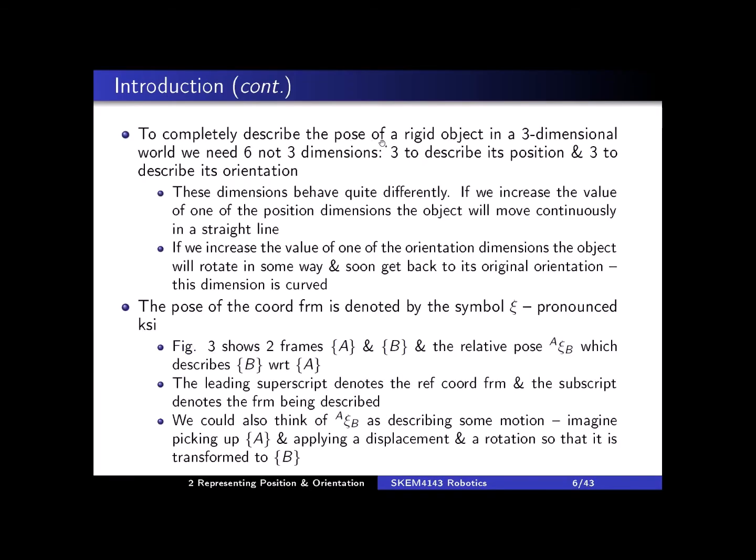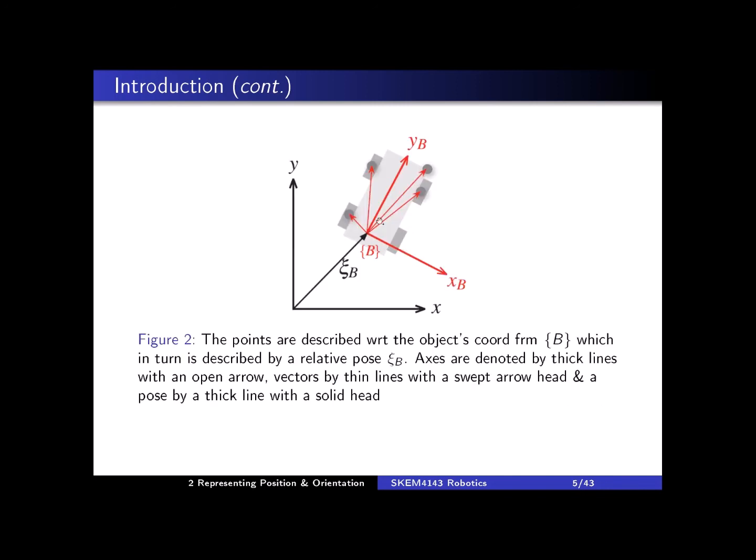To completely describe the pose of a rigid body in a three-dimensional world, we need 6 and not 3 dimensions. 3 to describe its position, x, y, z, and 3 to describe its orientation. And these dimensions behave quite differently. If we increase the value of one of the position dimensions, the object will move continuously in a straight line. So imagine if I move the origin of coordinate frame B in the x direction with respect to the world coordinate frame, this mobile robot will be moving in a straight line, right? If we move it in the x direction.